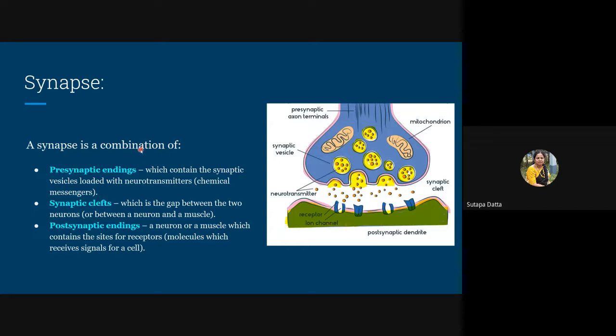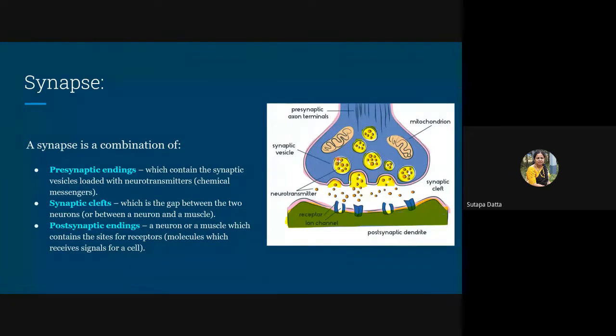So a typical synapse consists of three structures: the presynaptic ending, the postsynaptic ending, and in between there is a synaptic cleft, that means a free space. Okay, so here the presynaptic endings, you can see, contain the synaptic vesicles.